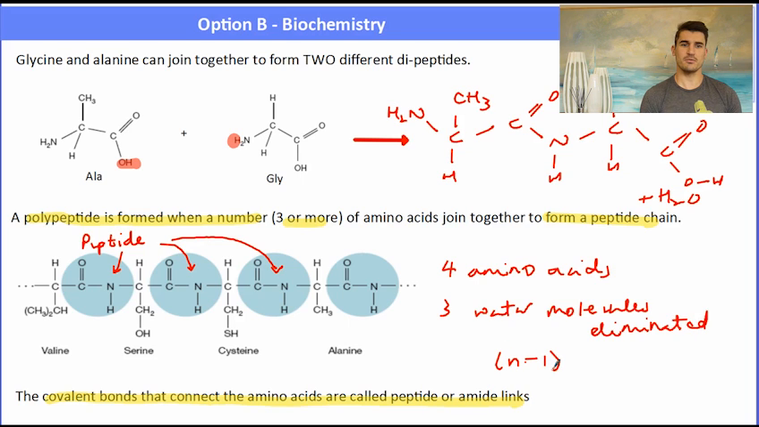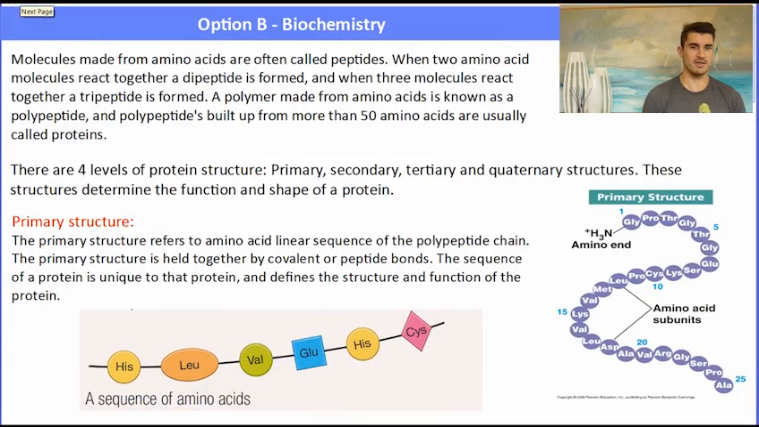So molecules made from amino acids are often called peptides. When 2 react, we have a dipeptide. When 3 react, it's a tripeptide. And if we get more and more, they're known as a polypeptide. Once we get up to 50 amino acids, we define that as being a protein.